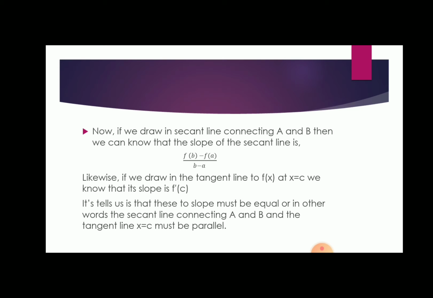Now, if we draw the secant line connecting a and b, then we know that the slope of the secant line is f of b minus f of a over b minus a. Likewise, if we draw in the tangent line to f of x at x equals c, we know that its slope is f prime of c. The theorem tells us that these two slopes must be equal, or in other words, the secant line connecting a and b and the tangent line at x equals c must be parallel.